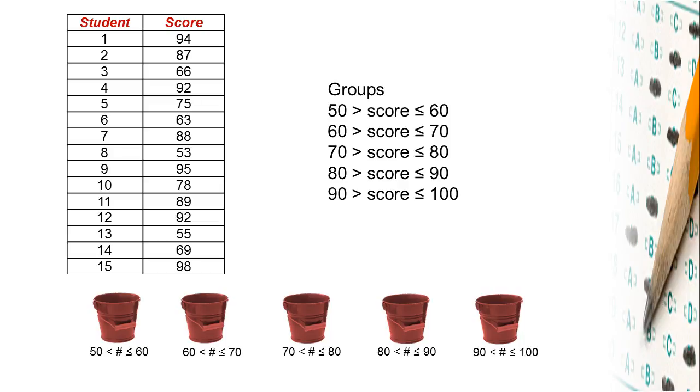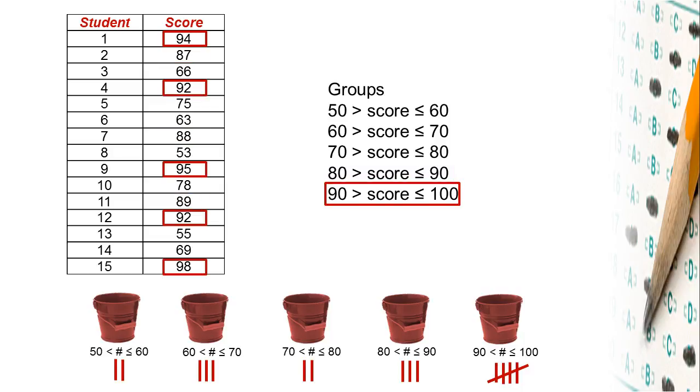So let's look at how this distribution would be done. The count of data values for the first group is 2. The count of data values for the second group is 3. The count of data values for the third group is 2. The count of data values for the fourth group is 3. And the count of data values for the fifth group is 5.